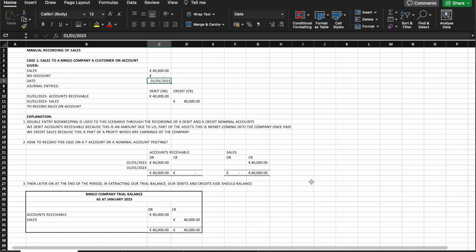Okay, so I will be showing you a sale with no discount information. This is just a simple transaction of sales and how we record it manually, or how the system records it and how it goes to each nominal code or nominal account.